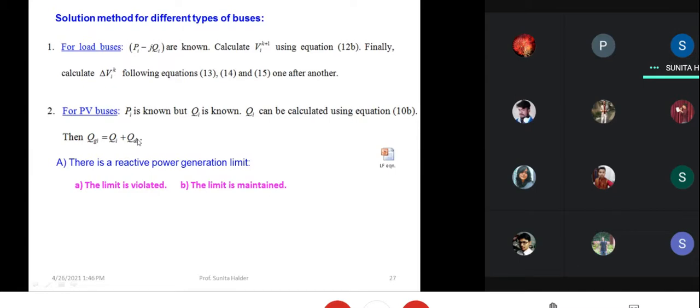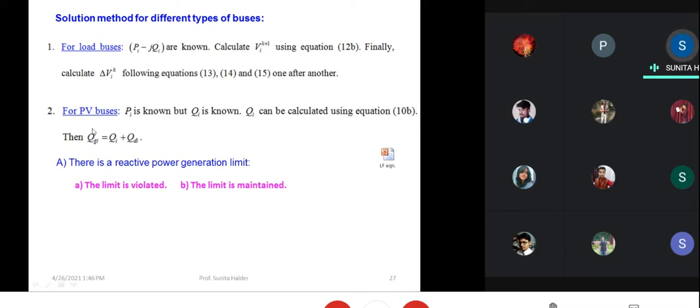But for PV buses, there may be two cases. For academic purposes, sometimes the reactive power generation limit is not given. In that case, we shall assume that any voltage deviation can be accommodated with that generation, so that for any operating condition, the bus voltage magnitude can be maintained. Another case may be that the reactive power limit is given. If the reactive power limit is given, then two cases may arise.